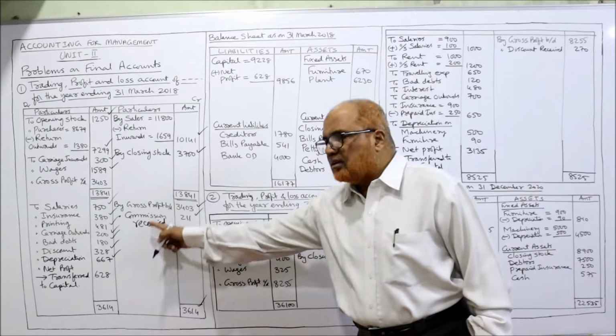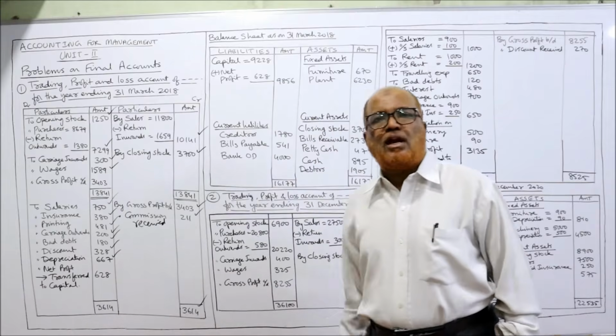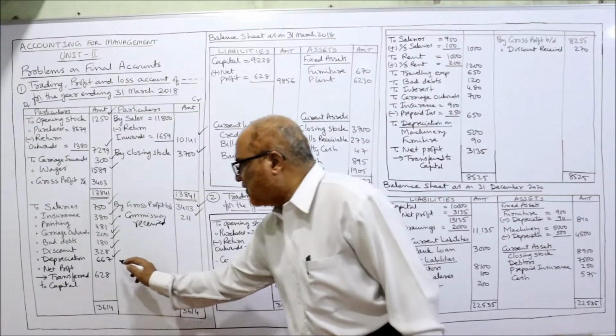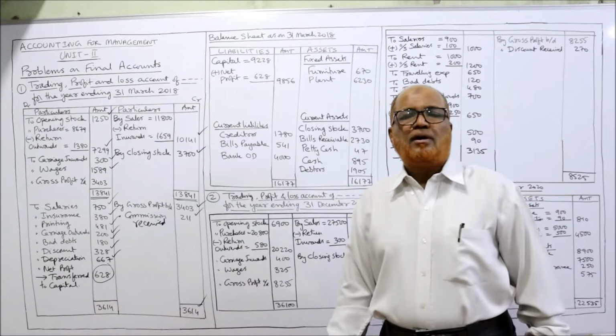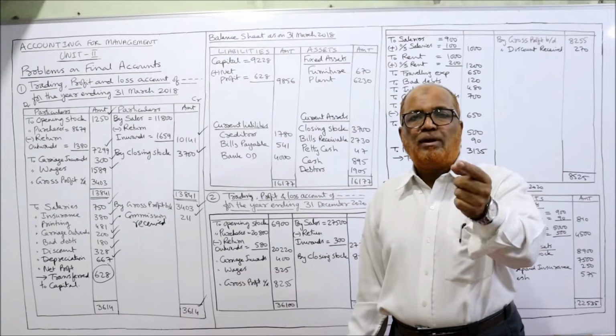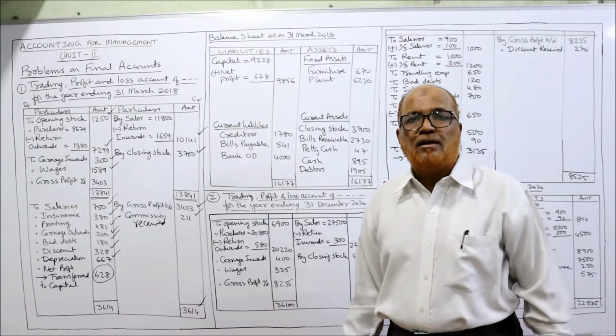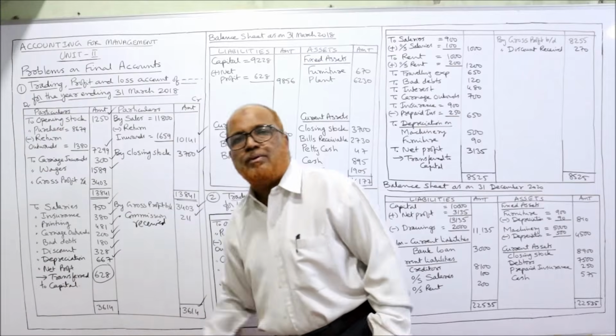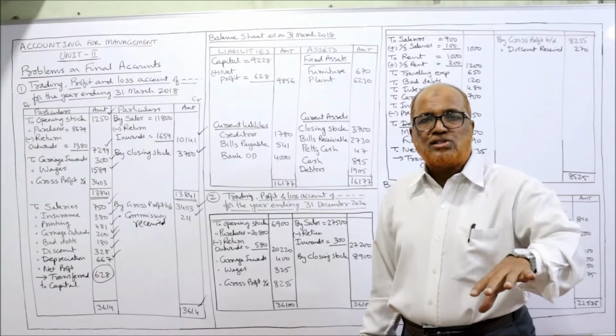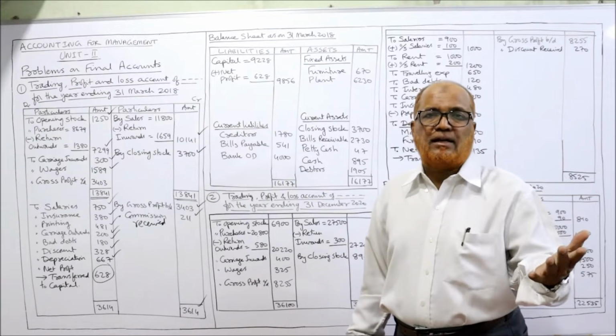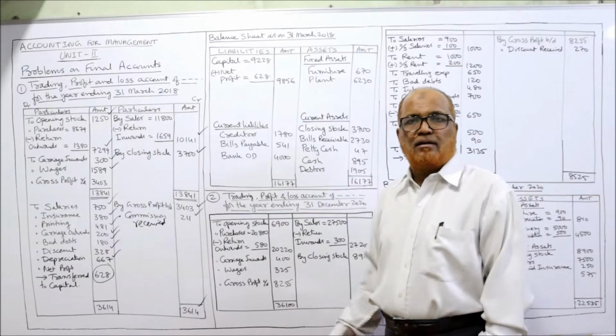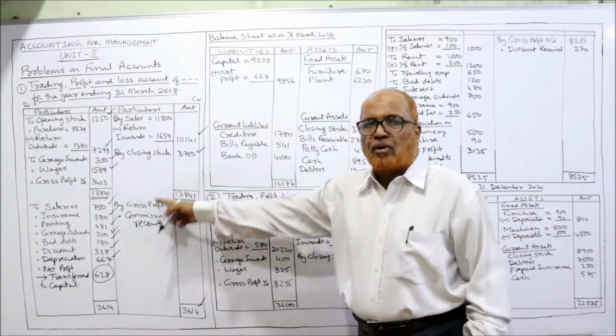The purpose of making this profit and loss account is to find out the net profit, and we got the net profit 628. And this net profit will be added to capital. That's why it is written transferred to capital. If net loss is there, that would have been deducted. Net profit will be added. So we have completed trading profit and loss account.